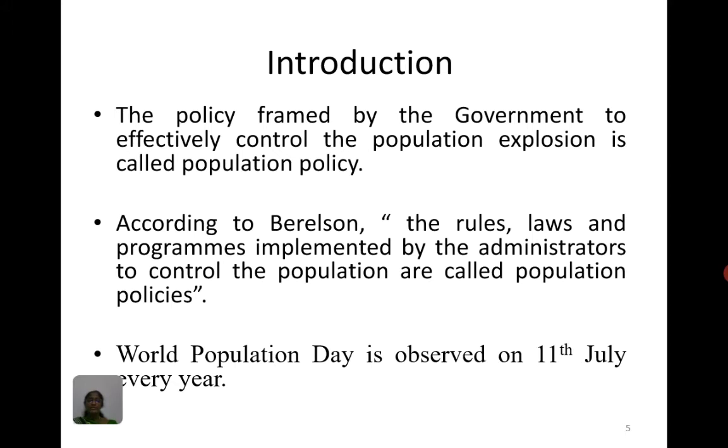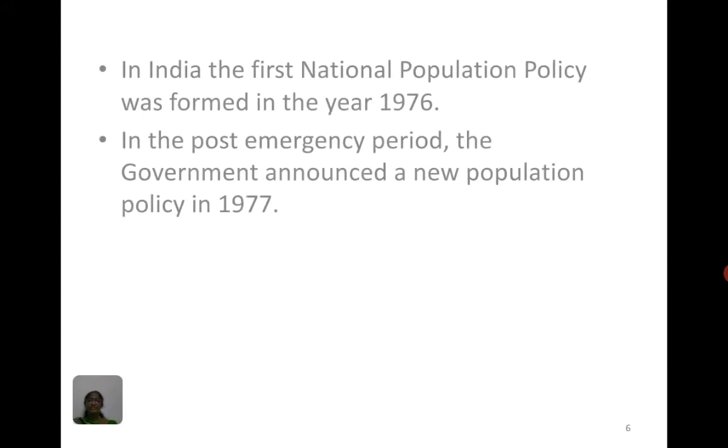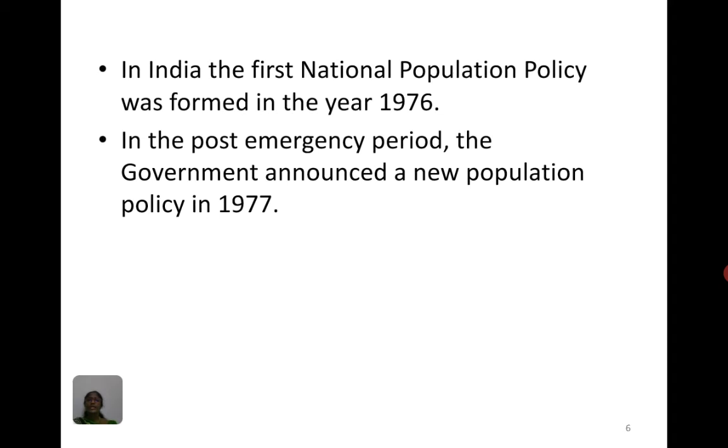As you all know, India is the second most populous country in the world, and the world population day is observed on 11th July every year. In India, the first national population policy was formed in the year 1976. In the post emergency period, the government announced a new population policy in 1977.